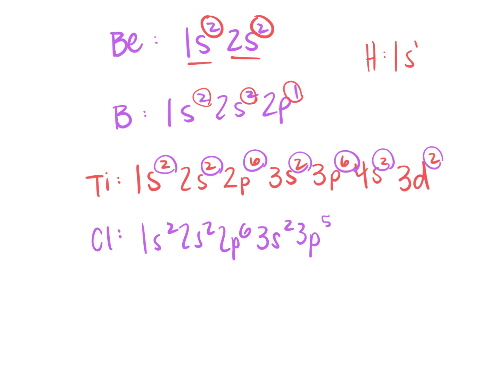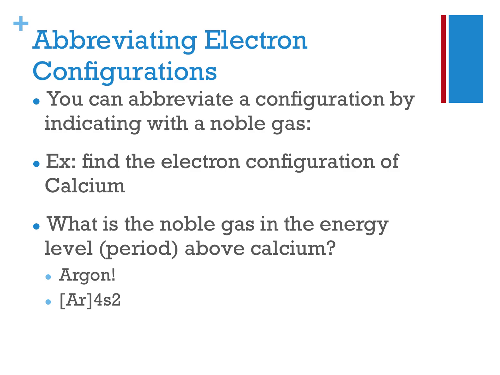Okay. Abbreviating electron configuration, or some people call this noble gas configuration. Why do you think it might be called that? Why do you think we would abbreviate electron configuration with noble gases? Why would that be important? Why would we choose noble gases to abbreviate our electron configurations?